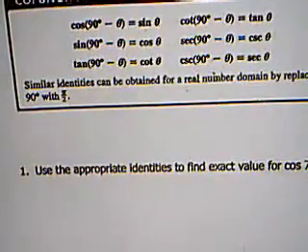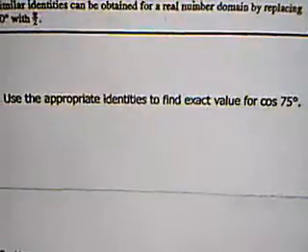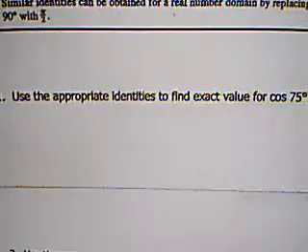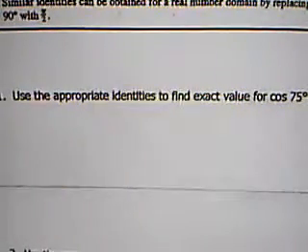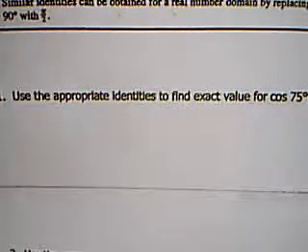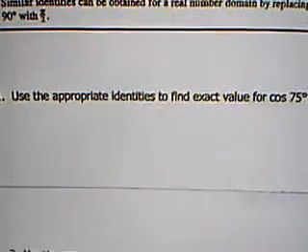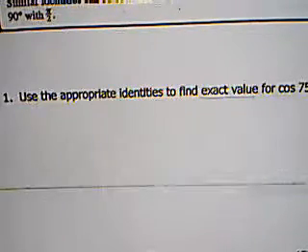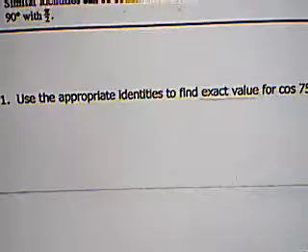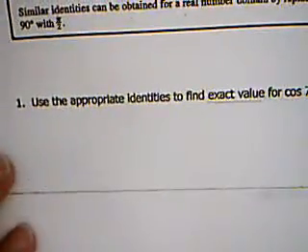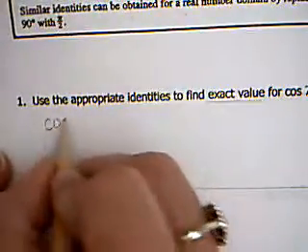Number 1 is actually dealing with the first identities we talked about. It says use the appropriate identities to find the exact value for the cosine of 75 degrees. I realize you can type cosine of 75 degrees into a calculator and find your answer, but it would not be an exact answer on most calculators. So we are going to use algebra and our identity to find the cosine of 75 degrees.